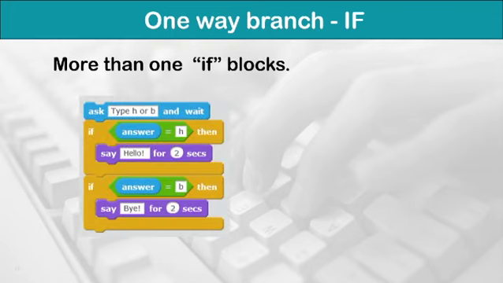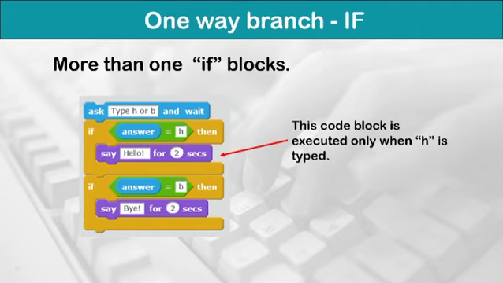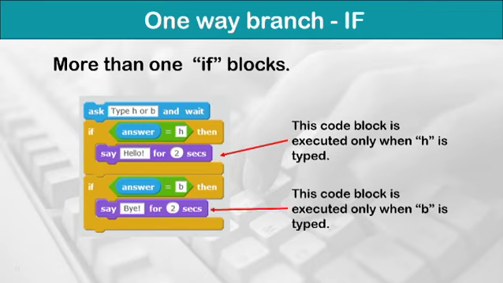There may be more than one if blocks in a script. In this script, we have 2 if blocks. The instruction inside the first if block will be carried out only if H is typed. And the instruction inside the second if block will be carried out only if B is typed.